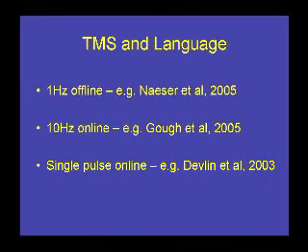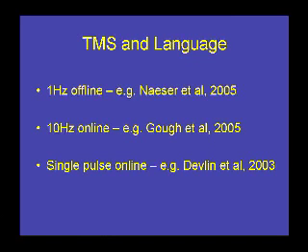Okay, so these are basically the three broad uses I'm going to discuss. The first type is 1 Hertz TMS, i.e. a pulse every second. And you can do this offline, i.e. when a subject is not actually performing a task. So a subject performs a task, then you apply TMS for, say, 10 minutes, and then they do the task afterwards, so you have a pre and post comparison.